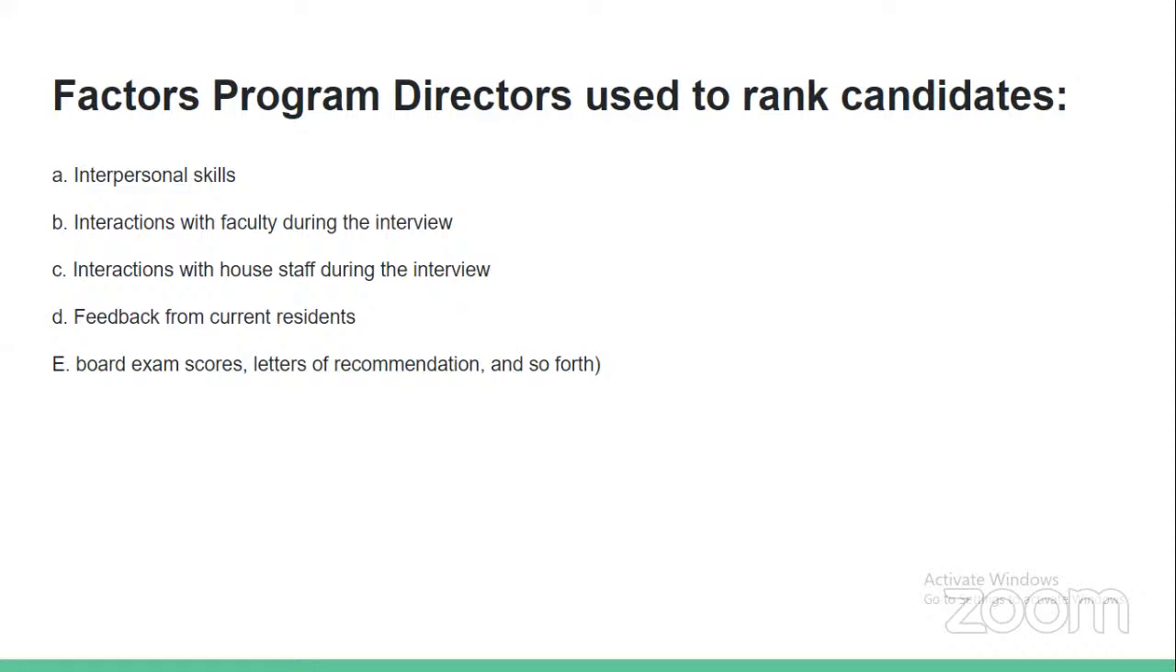The second factor they use to rank applicants is your interaction during the interview with the faculty and the house staff, the residents and everything. And their feedback is important. And the last thing is the board exam score, letters of recommendation, and all your application CV. These are ordered. So the most important one is interpersonal skills, and the least important one is your application. It is important, but not as important as the interpersonal skills and how you communicate.